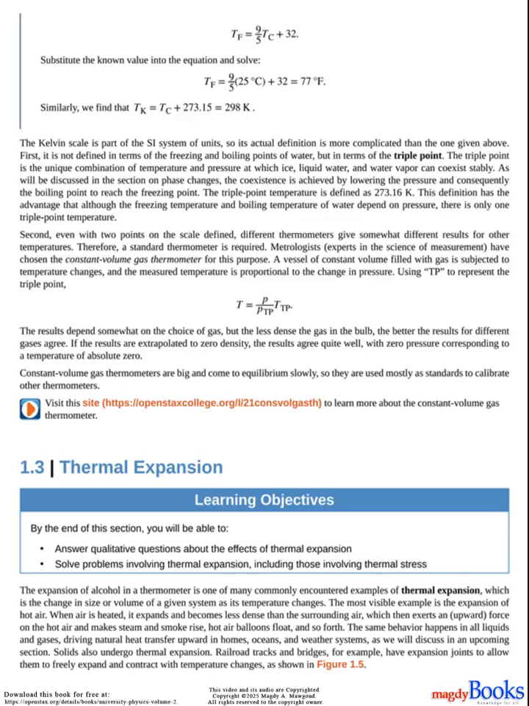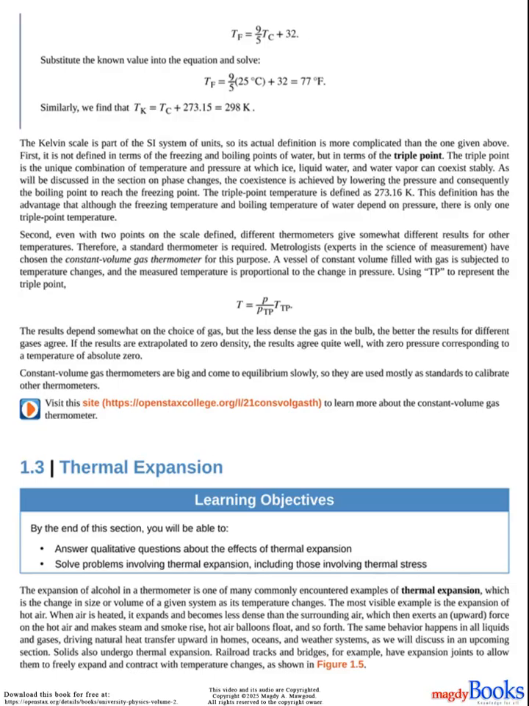The expansion of alcohol in a thermometer is one of many commonly encountered examples of thermal expansion, which is the change in size or volume of a given system as its temperature changes. The most visible example is the expansion of hot air. When air is heated, it expands and becomes less dense than the surrounding air, which then exerts an upward force on the hot air and makes steam and smoke rise, hot air balloons float, and so forth. The same behavior happens in all liquids and gases, driving natural heat transfer upward in homes, oceans, and weather systems, as we will discuss in an upcoming section.